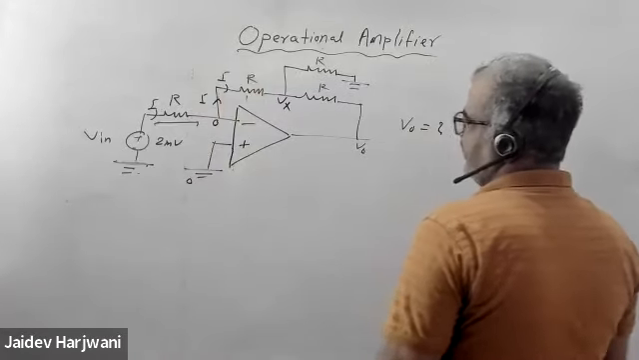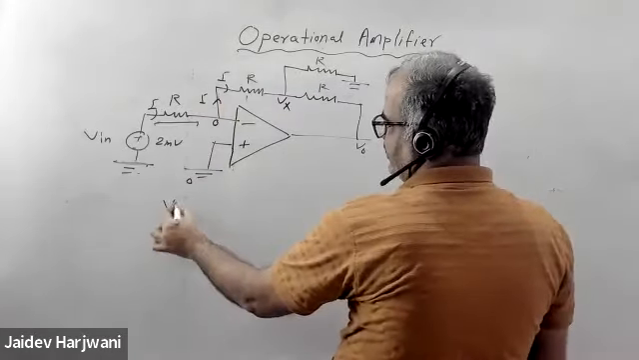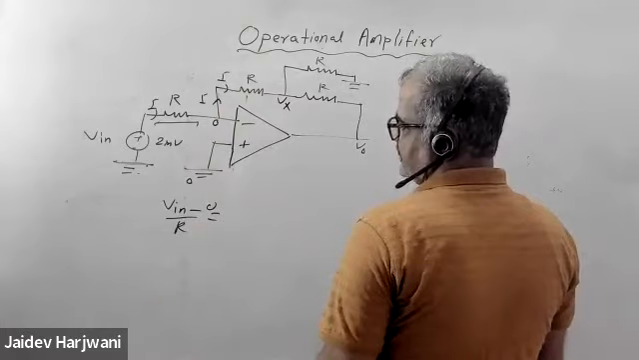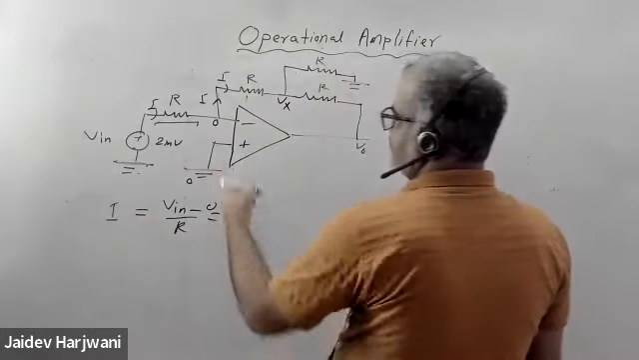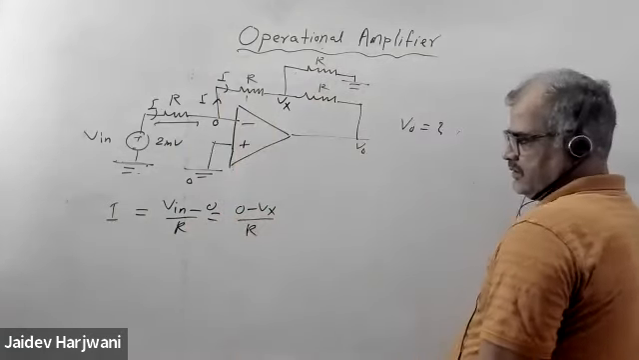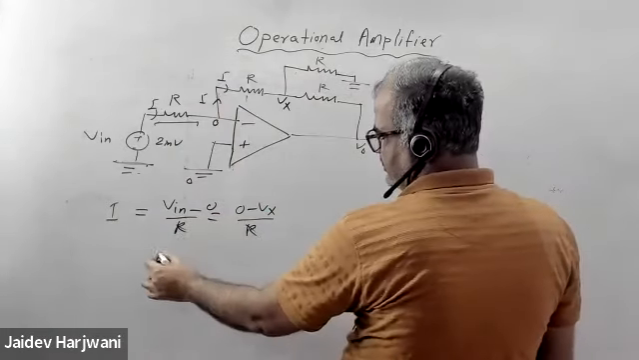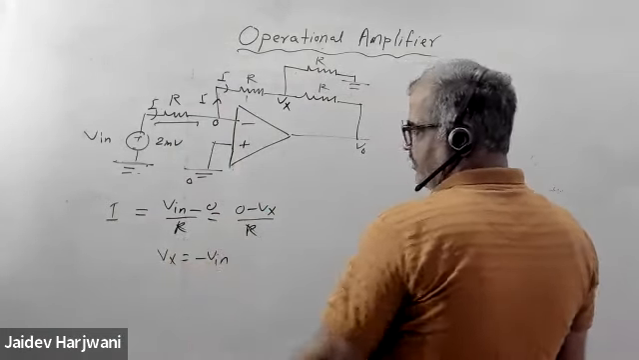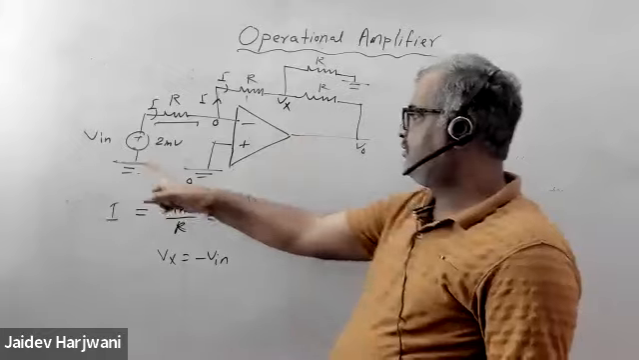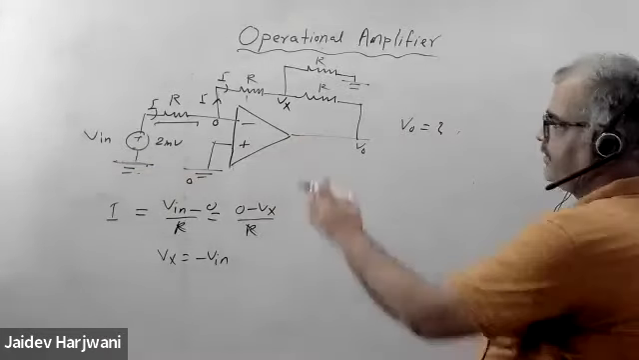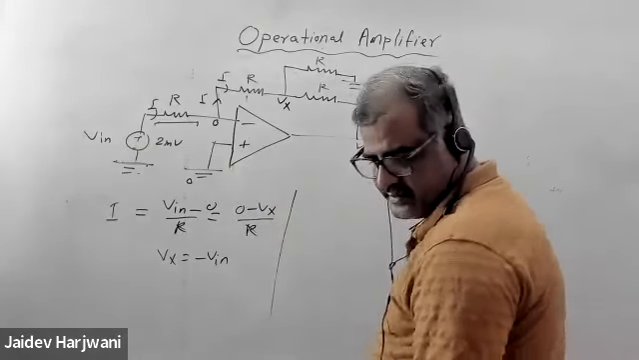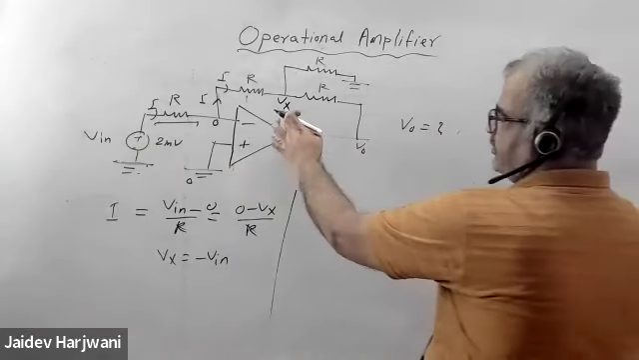So what I can write now is V input minus 0 upon R. That is, current I is equal to 0 minus Vx upon R. So R cancels, and you can say my Vx is just equal to minus V input. Okay, now you have to do nodal analysis here.